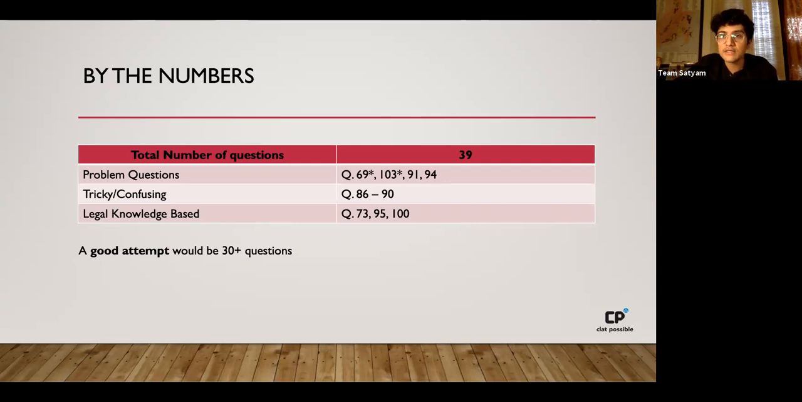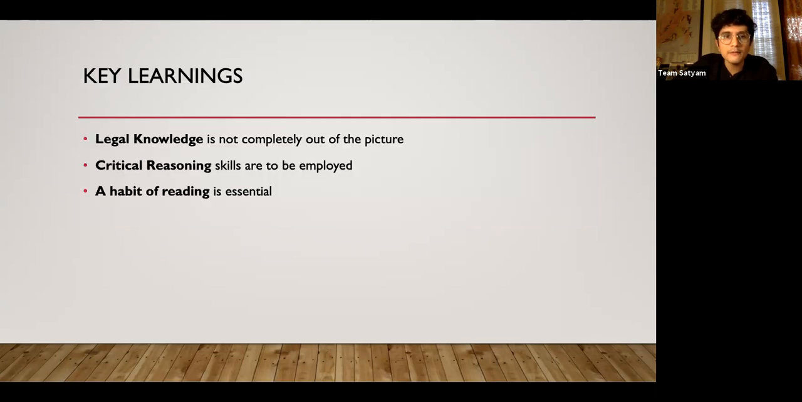But 30 plus questions should be good for you to get into a decent college, at least if you scored correspondingly well in other sections also. So that is the analysis of the paper. What are the key learnings for us? Let's say someone who is watching this is going to be writing the Clat exam in 2021. What are the key learnings for a Clat aspirant for the next year?